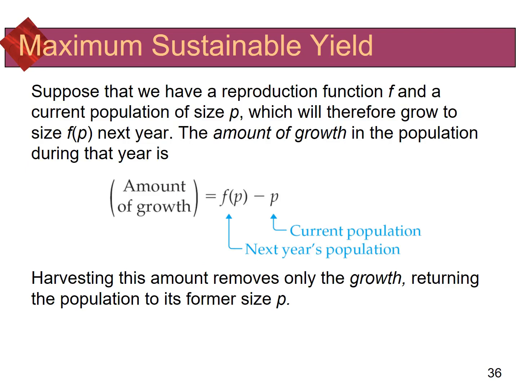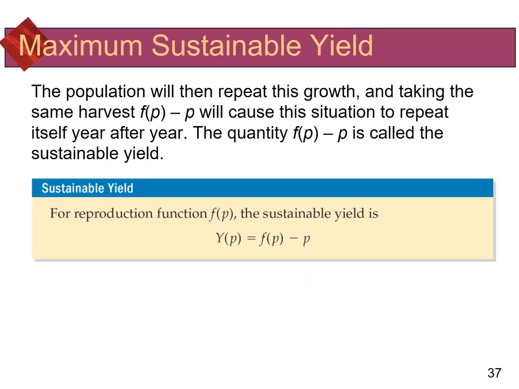So suppose we have a reproduction function f and a current population of size p. What they're showing here is that the amount of growth will be this function evaluated at that population minus the population that's currently there. That's going to represent the growth: the difference between what I'm going to produce a year from now with that population and what the current population is. So f of p minus p is the growth function for a population. That's what we call the yield function.